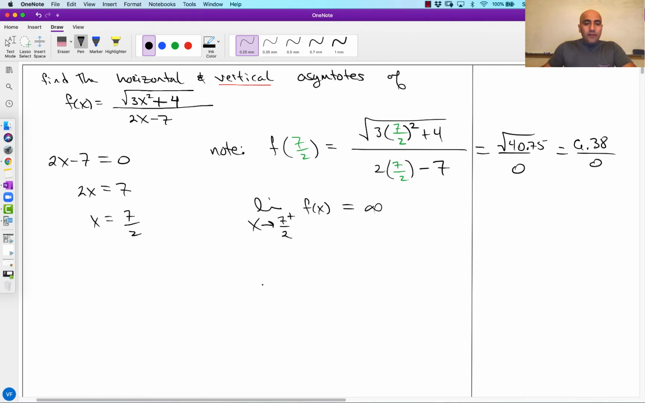Good. On the other hand, the limit as x approaches 7 over 2 from the left-hand side, okay, let's think about what happens when we put in a number that's really close to 7 over 2, but always a little bit smaller, from the left. When we double it, we'll get a number that's always a little bit less than 7. So the denominator will be something that's heading towards 0, but always negative.